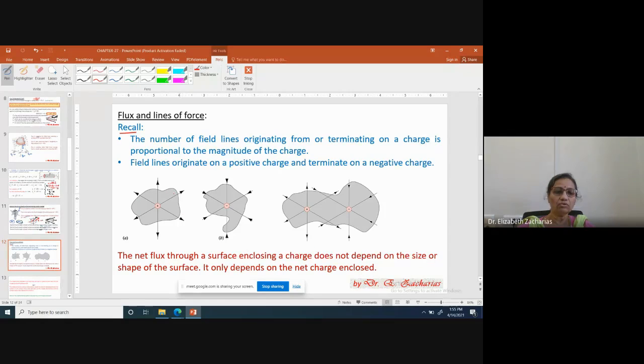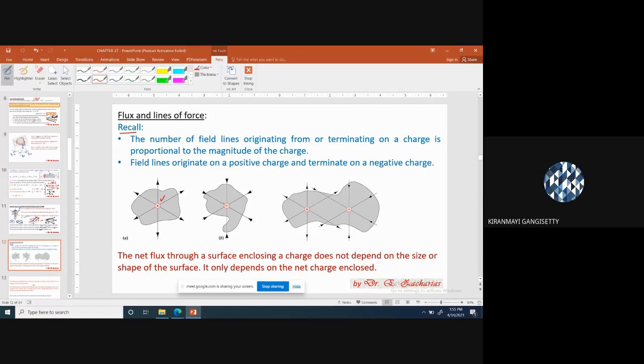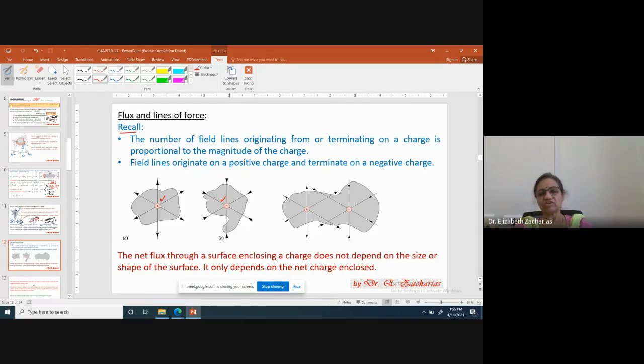I have 1, 2, 3, 4, 5, 6. 6 lines are coming out of my surface. Here, 1, 2, 3, 4, 5, 6. 6 lines are going in. So what can you conclude about the magnitude of this positive and negative charge? Both have the same magnitude.